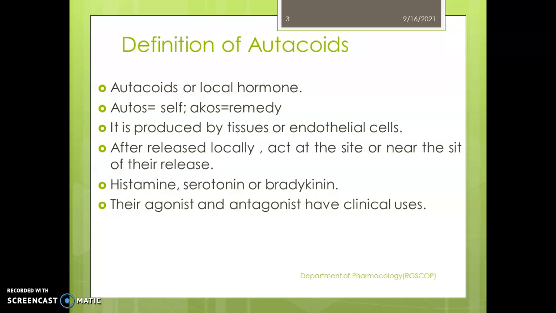After release locally, it acts at the site or near the site of its release. So it is also called a local hormone. Histamine, serotonin or bradykinin are examples of autocoids, and their agonists and antagonists have clinical uses.